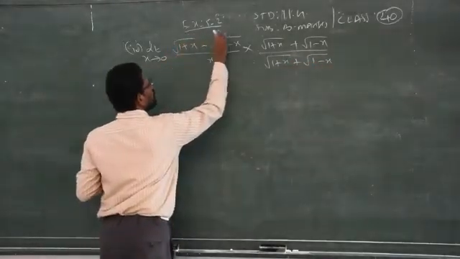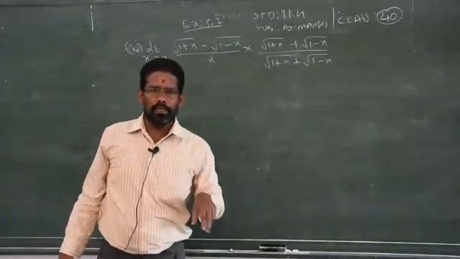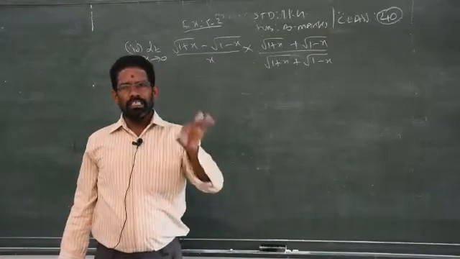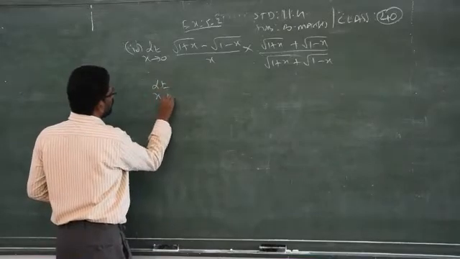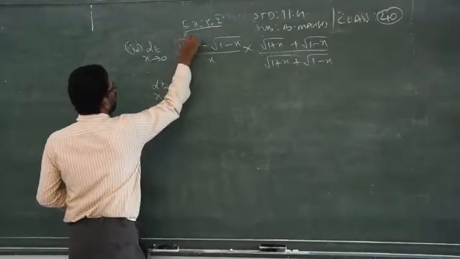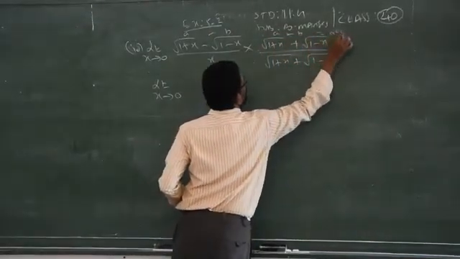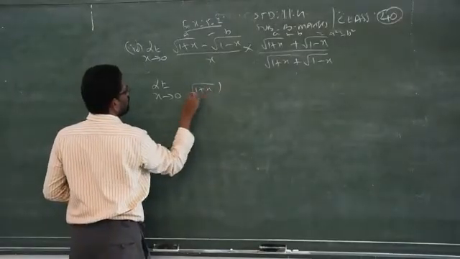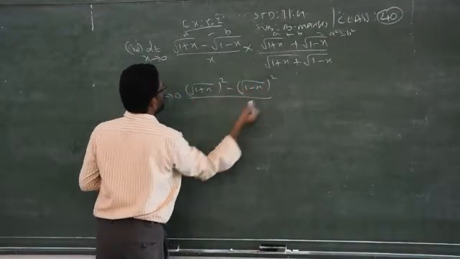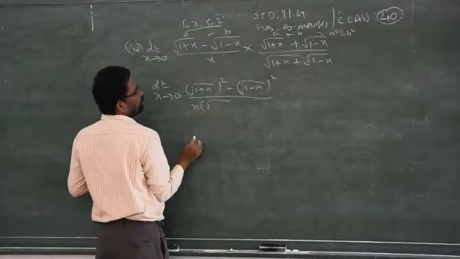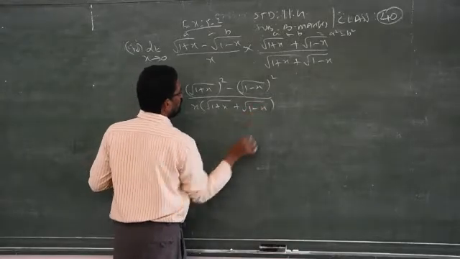Now it is in the form (a minus b) into (a plus b). Whenever you rationalize the numerator or denominator, it will always give a square minus b square format. Based on that formula, I can write this is a and this is b. (a minus b)(a plus b) will give you what? a square is the square root of 1 plus x the whole square, minus the square root of 1 minus x the whole square, by x into (square root of 1 plus x plus square root of 1 minus x).